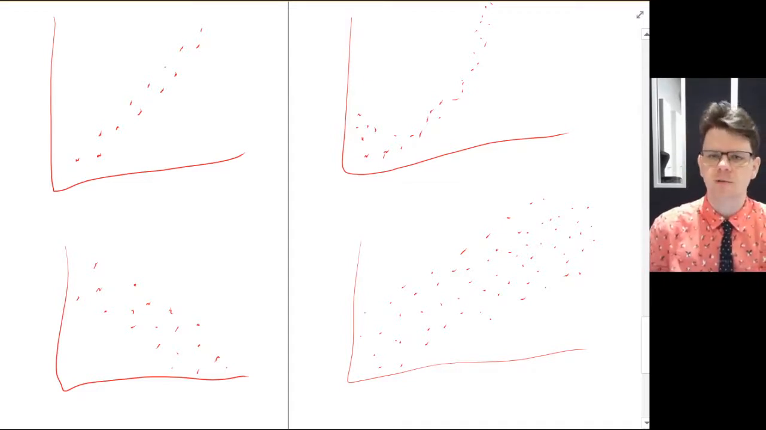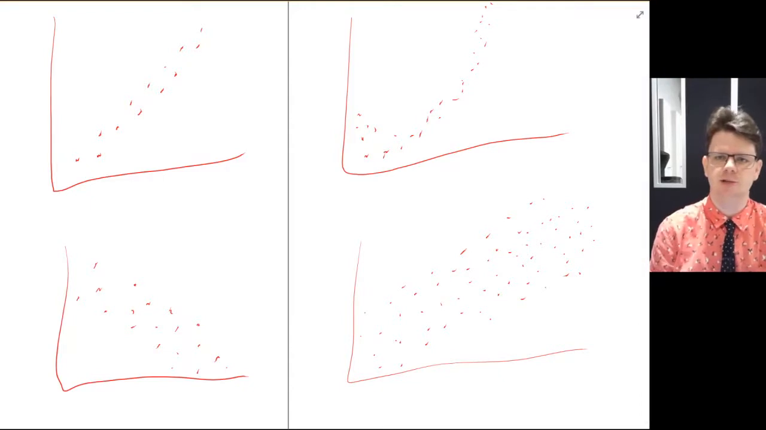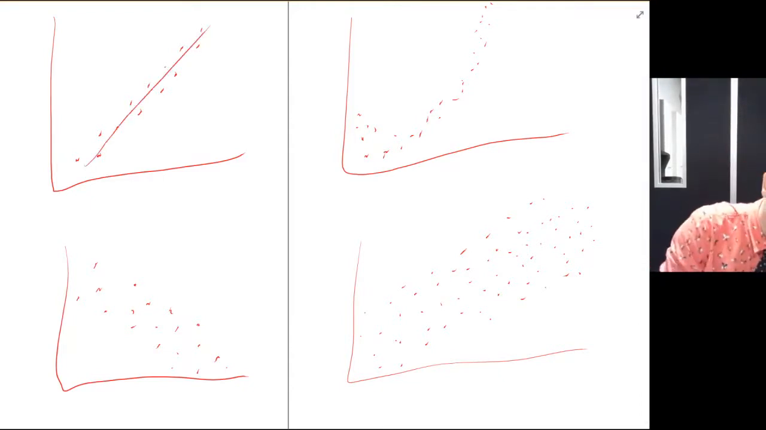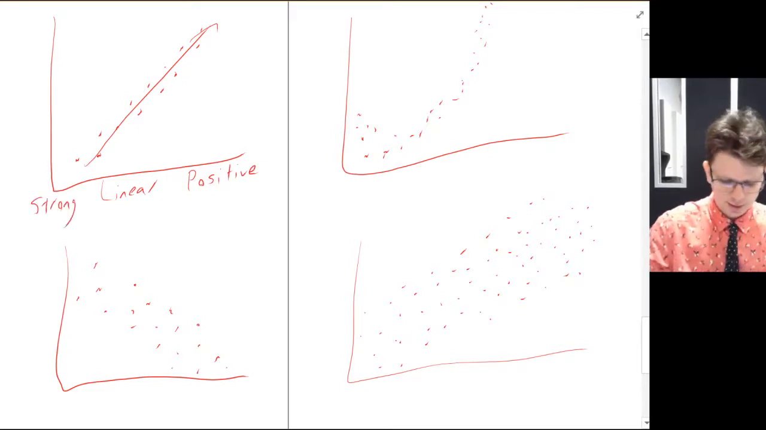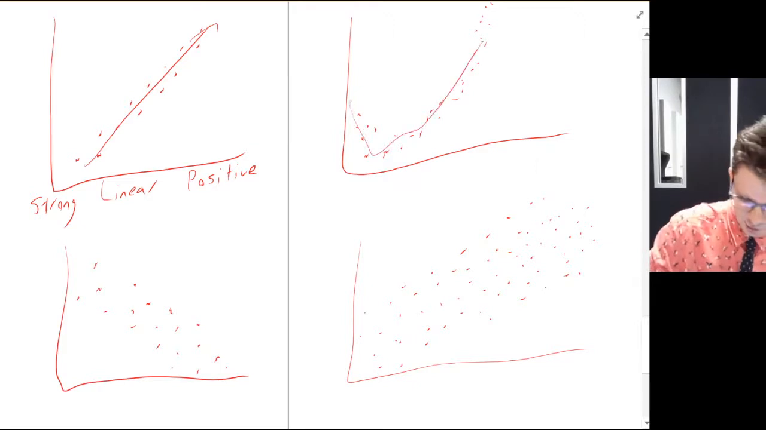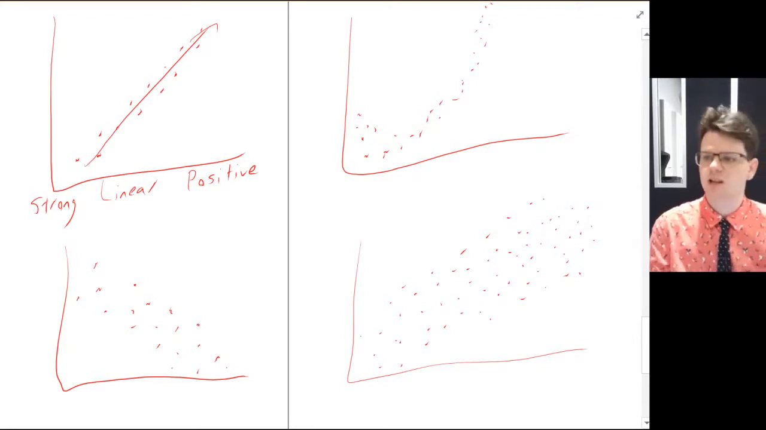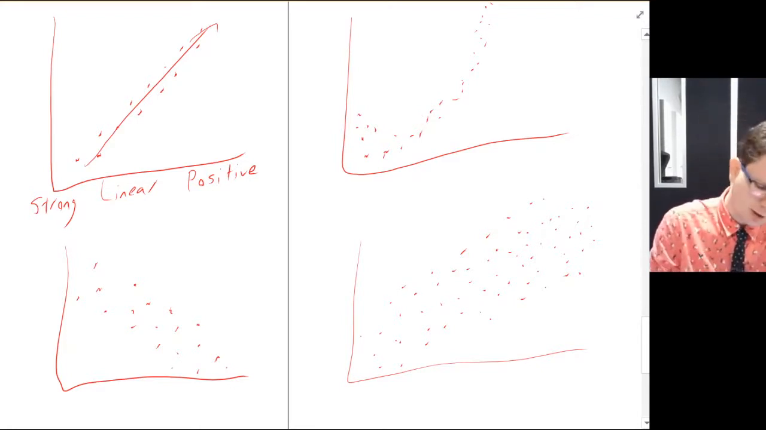Alrighty, so have a go. See which ones you think are which. Alright, so this top left one, linear, positive, strong. This one here, it's kind of got a curve to it. See this bend down here? We can't do that in a linear, because a linear straight line is never going to work. So I'm going to call this one non-linear.